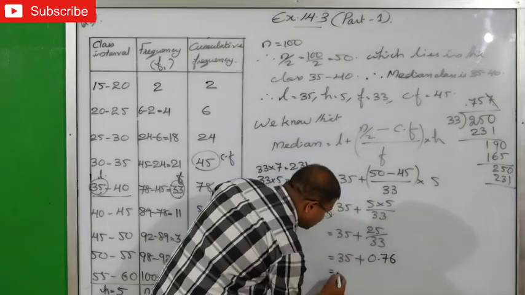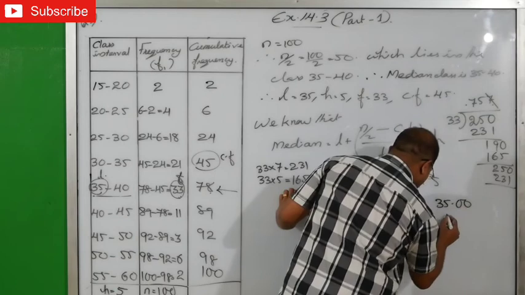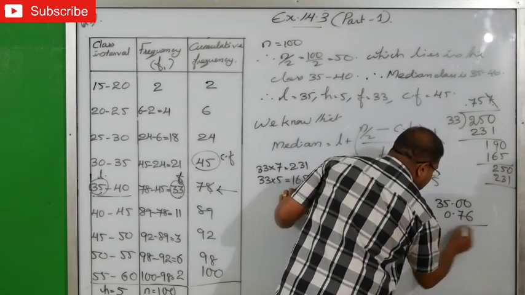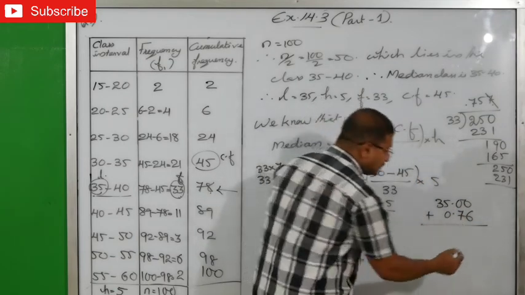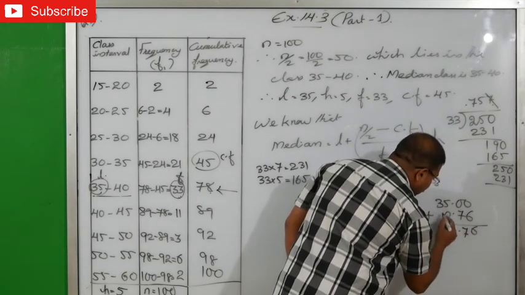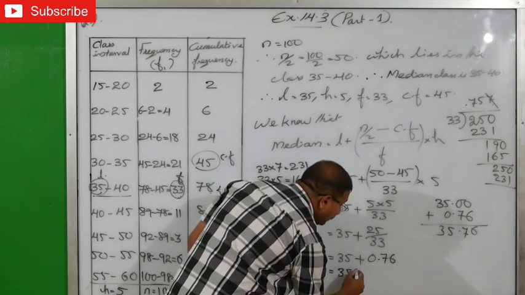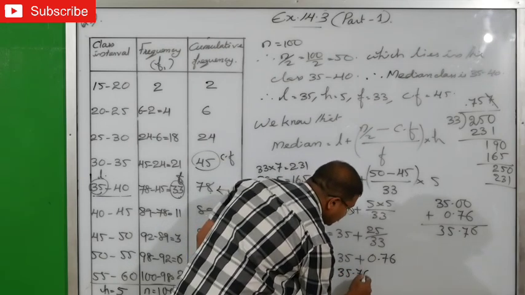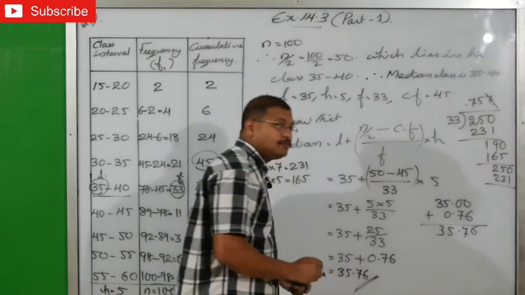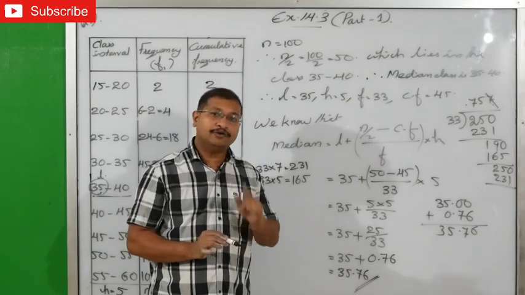That means 0.76. We'll add it: 35.00 plus 0.76. 0 plus 6, 6, 0 plus 7, 7, 0 plus 5, 5 and 3. That means this equals 35.76.